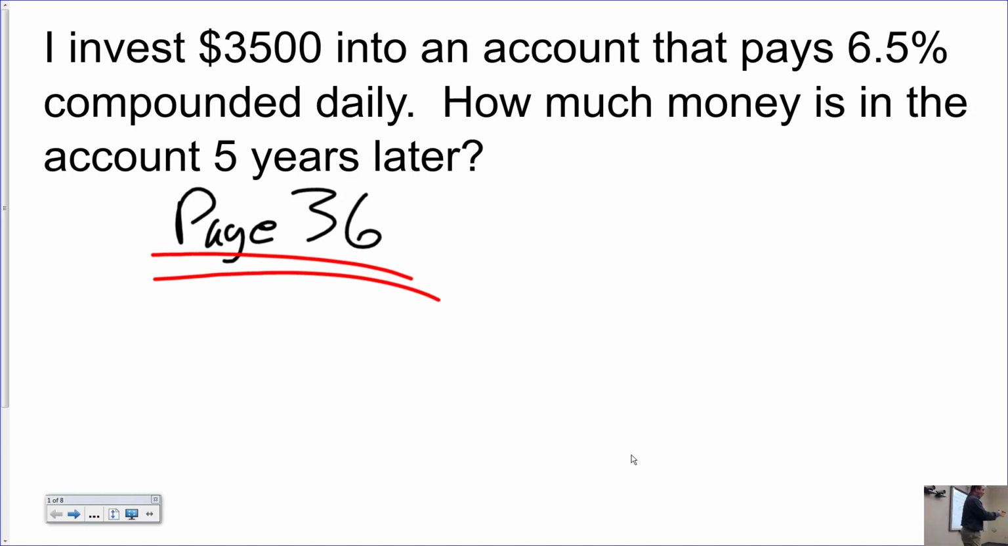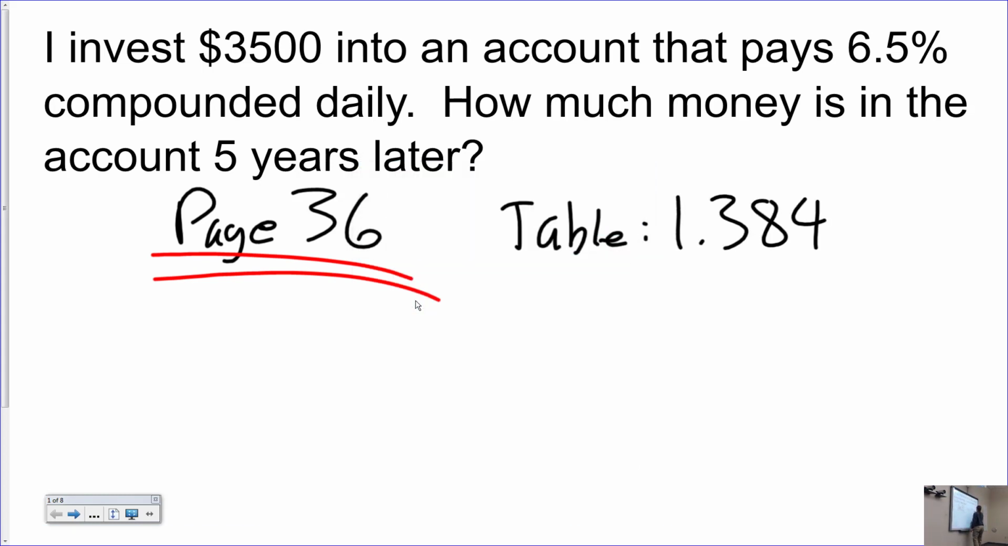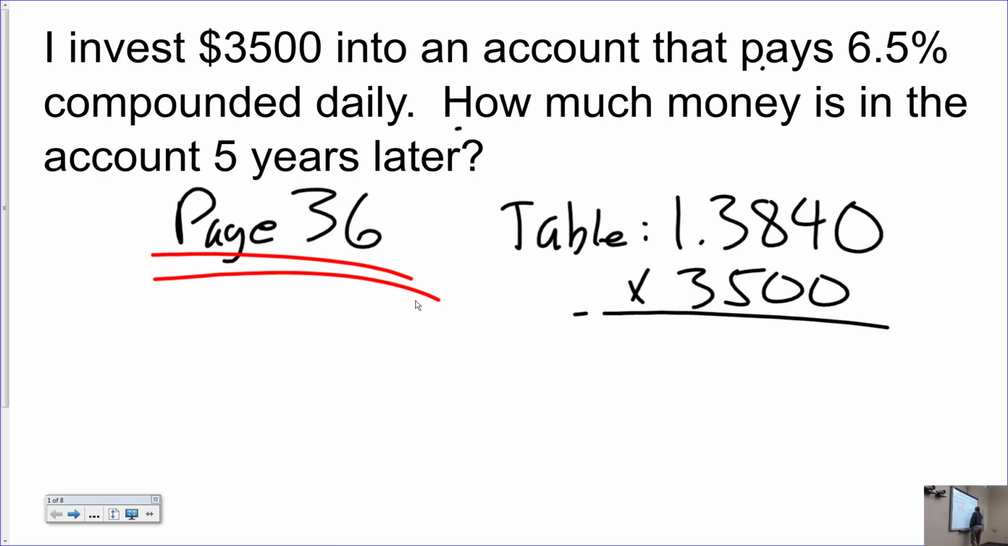And then you just use that one single table, nothing fancy, just look up the percent, look up the years, find the table value. So what's the table value under 6.5% at 5 years? 1.3840. What do I do with that number? Multiply by the 3,500. How much am I going to have?